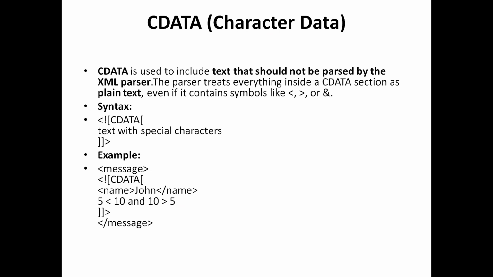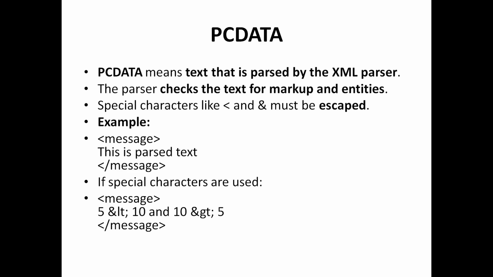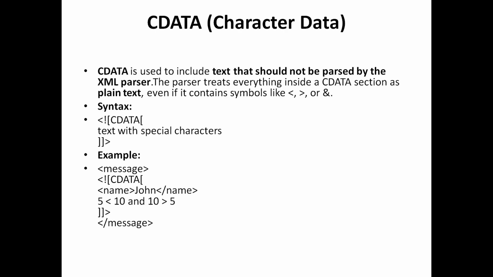Next, the third building block is character data, and the fourth one is parsed character data. So what is the difference between character data and parsed character data? In character data, everything that we give inside our tag is considered as character data. And the next one is parsed character data. Here special symbols are considered in character data. Every special character or symbol is considered plain text for traversing.